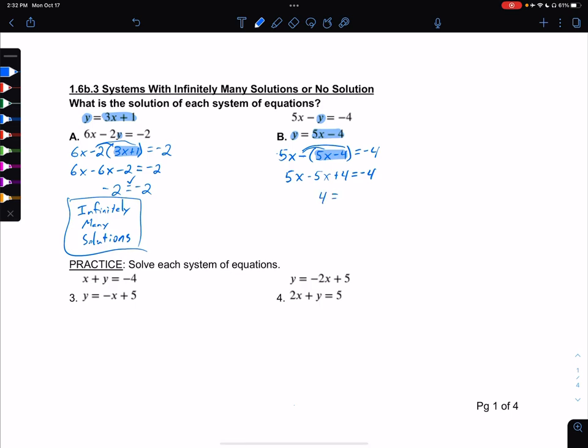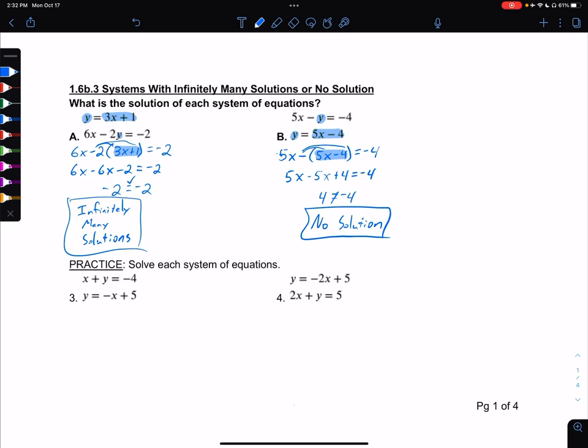We have 4 is equal to negative 4, and clearly that is a false statement. 4 does not equal negative 4. So if they are non-equal, we're going to state that there is no solution. So what will happen is these will never work out. No matter what values we plug in, they'll never be equal to one another. If you were to look at these on a graph, you would see that they are parallel lines.